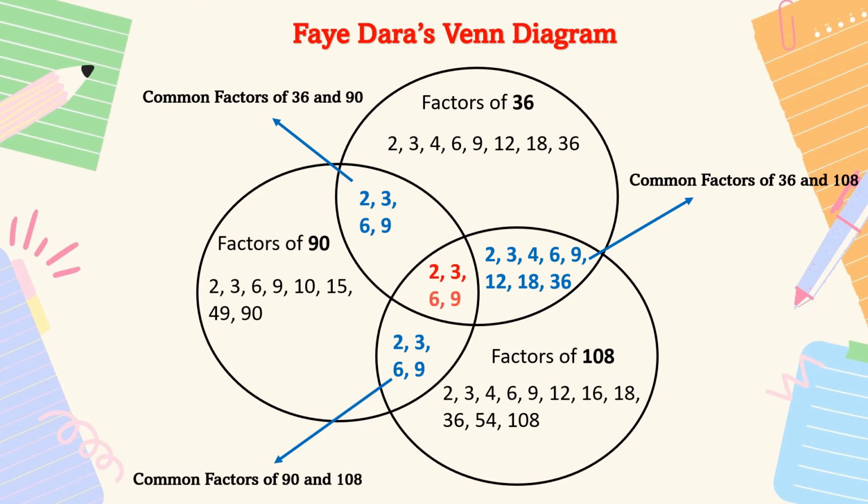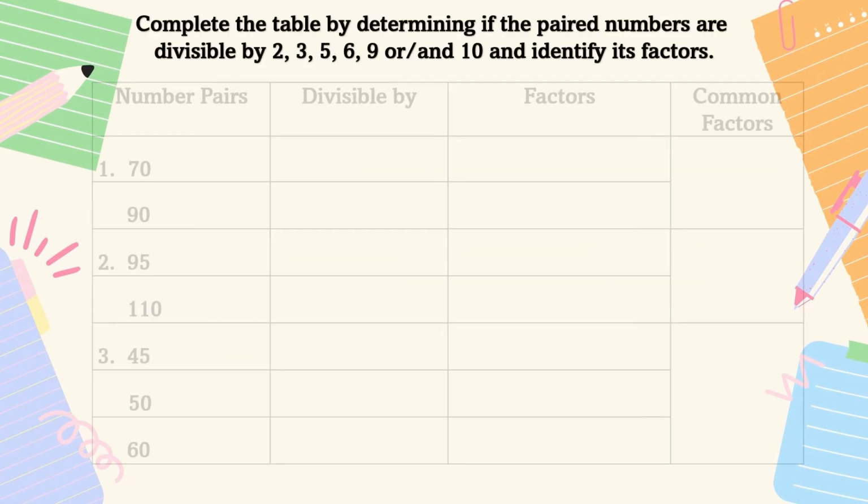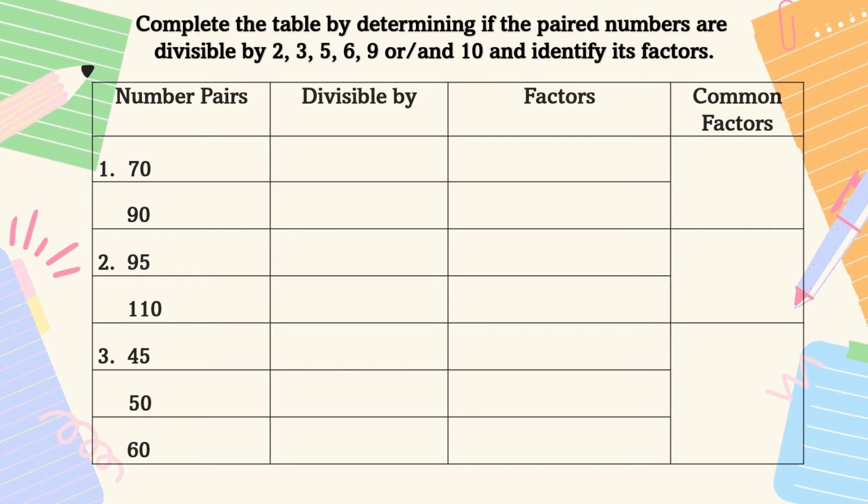Good job, kids! Now, to measure your understanding about our lesson for today, I prepared a short quiz for you. I will give you 3 minutes to answer it. The direction is complete the table by determining if the paired numbers are divisible by 2, 3, 5, 6, 9, or 10, and identify its factors. Are you ready, kids? That's great. Your timer starts now.